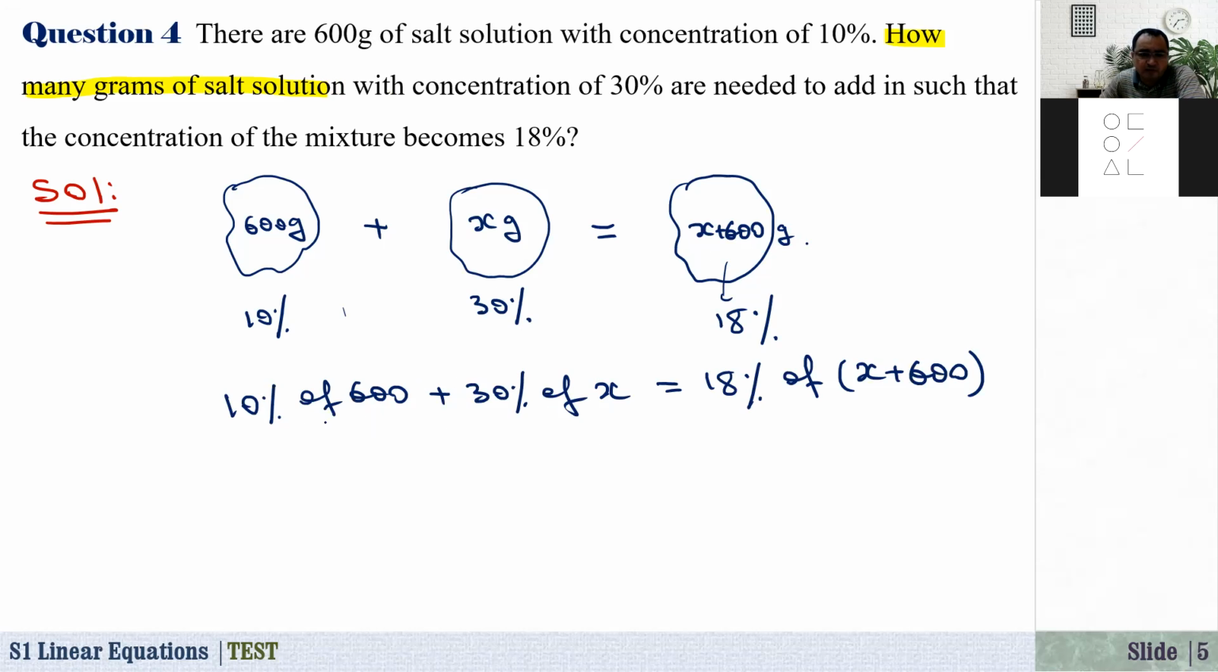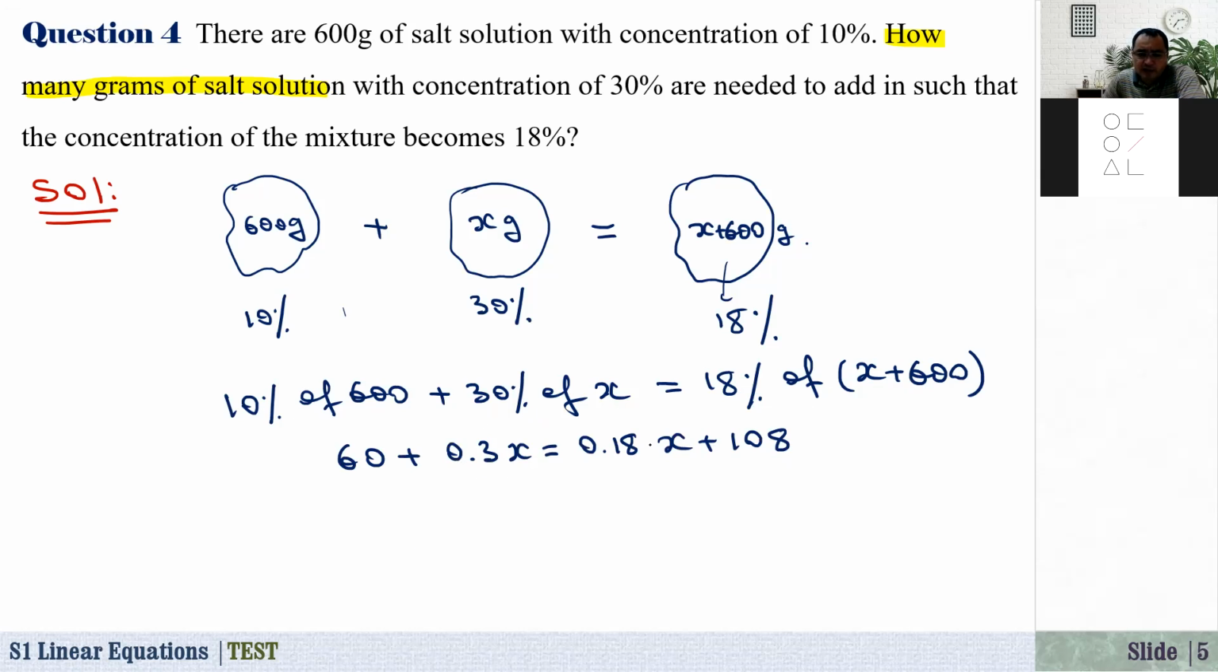If I just remove the brackets and change it into an equation, you will see that we get a linear equation. 10% of 600 is 60, and 30% of X is 0.3X. 18% of X plus 600 is 0.18 times X plus 0.18 times 600, which is 108. So that's equal to 108.